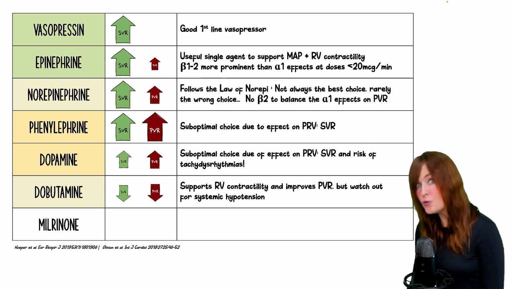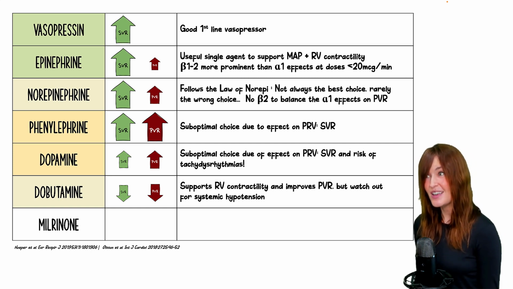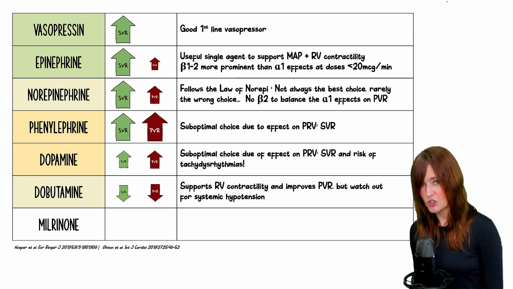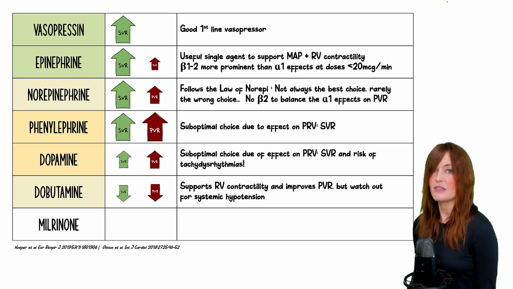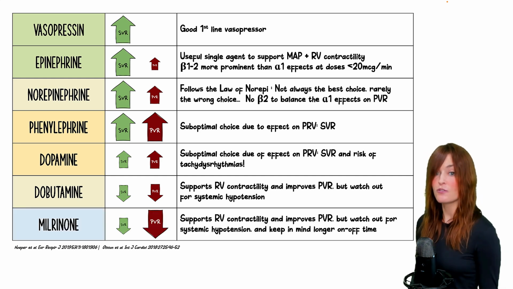Dobutamine. So dobutamine can be a good thing because it supports your RV contractility. It actually improves your pulmonary vascular resistance. It vasodilates the pulmonary circulation, but it also vasodilates the systemic circulation. And so you just have to watch out for systemic hypotension. So that's why it's usually not the first thing that I'm starting, because I need to support my systemic blood pressures first. And the same goes for milrinone.